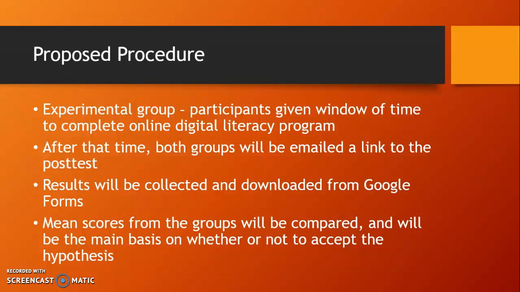Participants who were assigned to the experimental group will be given a number of days to complete the program. After that time, both groups will be sent an email with a link to the post-test and given another set of days to complete the test. Results and automatically generated graphs from the test will be downloaded from Google Forms. Mean scores of the two groups will be compared and will form the basis of whether or not the hypothesis should be accepted.